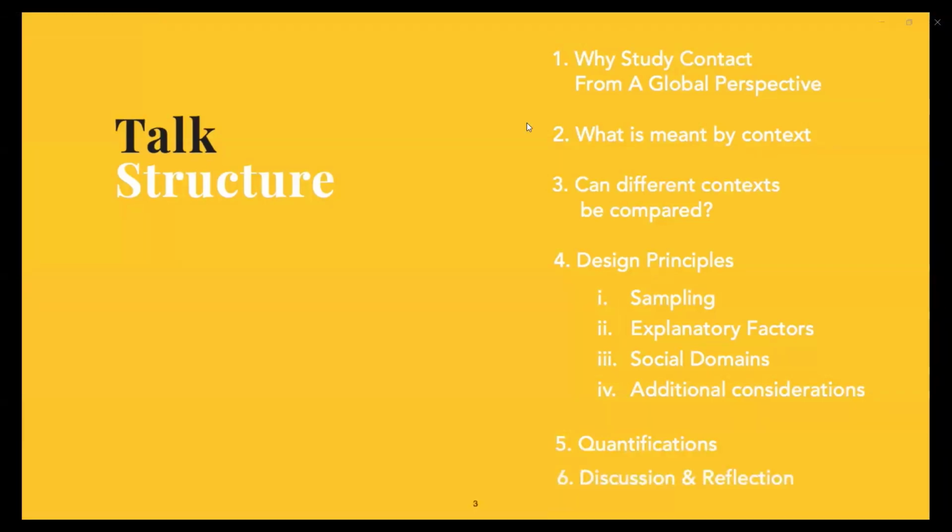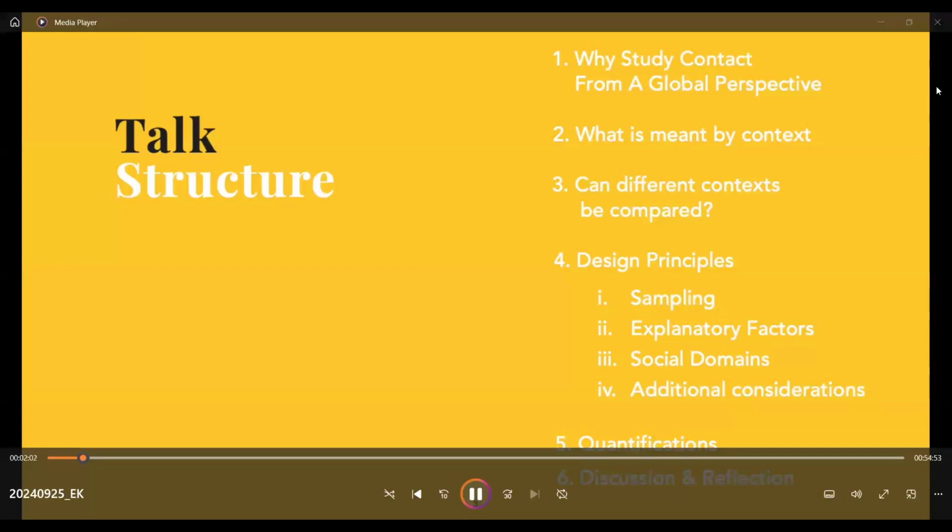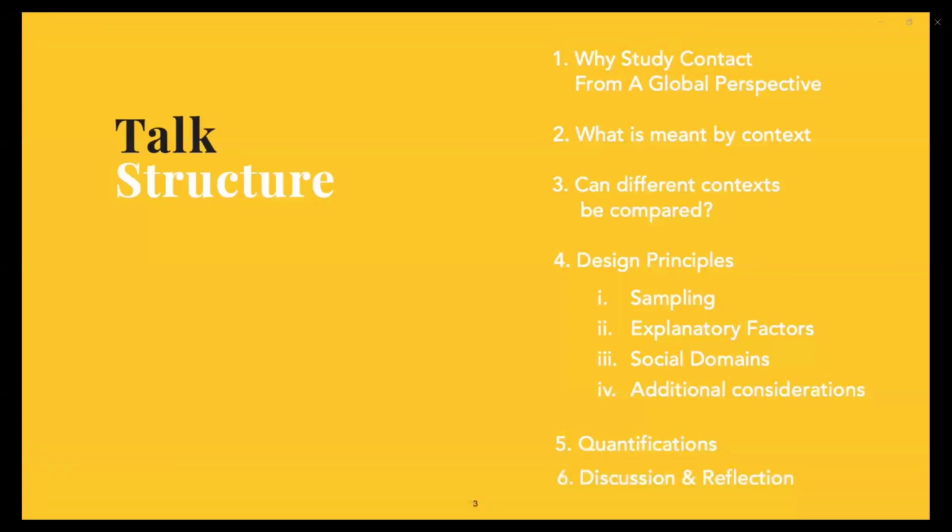We'll talk about the sampling just very briefly. These are things that Gaius would have spoken about in his lecture, but we'll spend most of our time looking carefully at the explanatory factors, which I consider the fundamental part of why it is that comparison can arguably be done across contact contexts. And we'll introduce the idea of the social domains and mention a couple of additional considerations about the questionnaire as a tool for data collection.